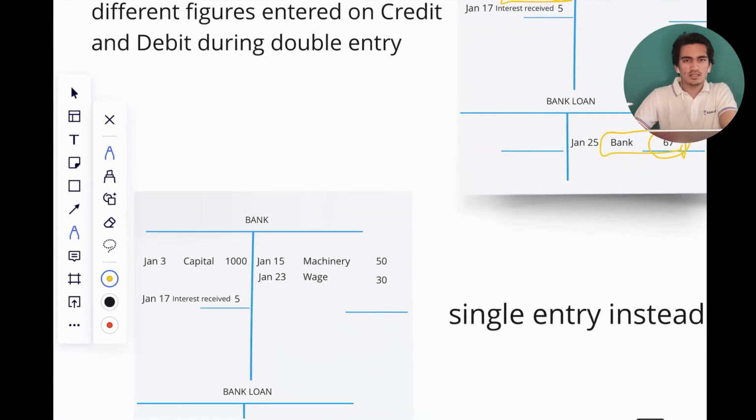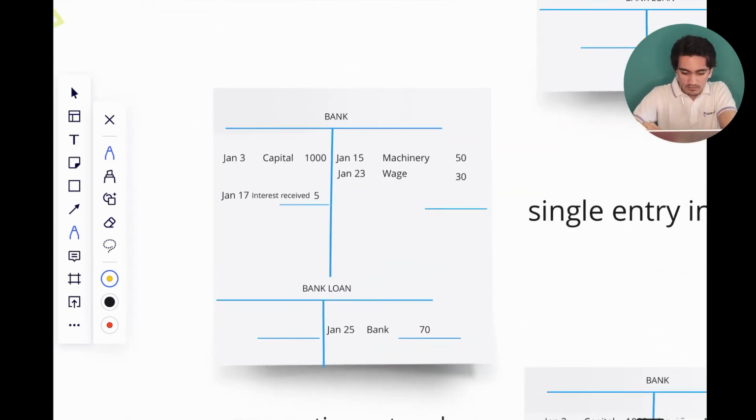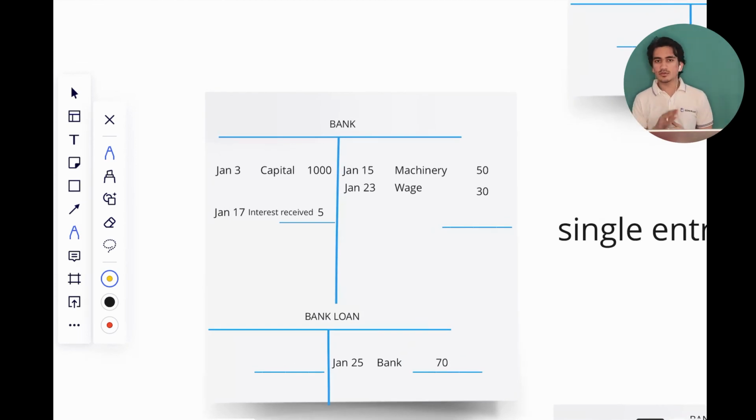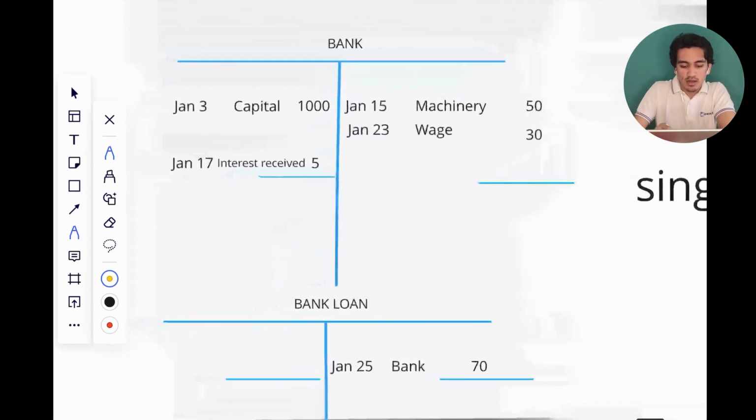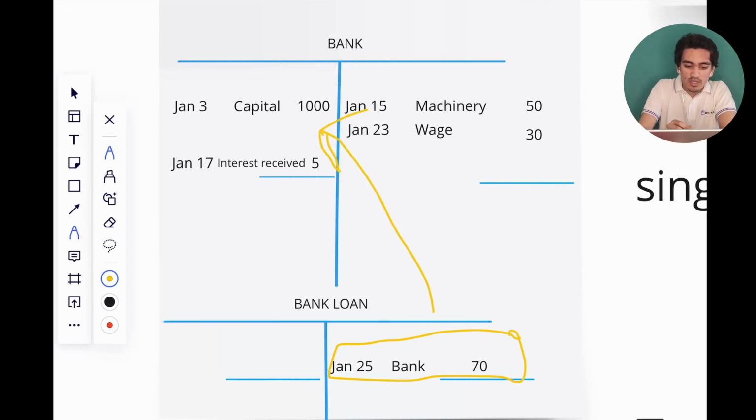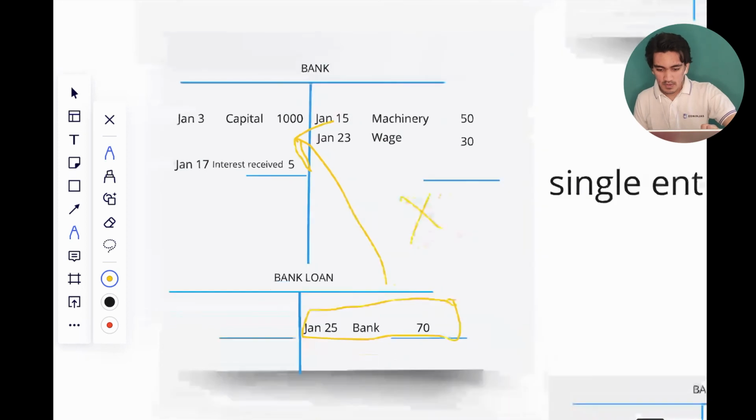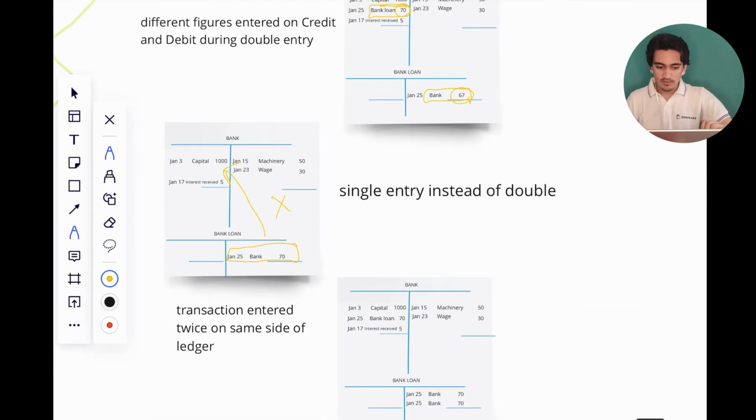Another error, which is a single entry error, which means that instead of following the double entry system and adding two entries, you forget to add one of them and only add one of the entries. For example, over here in my bank loan account, I added $70 of bank loan to my bank loan account, but I forgot to debit the same amount in my bank account. This will lead to my balance not matching, which is another type of error. Single entry instead of double.